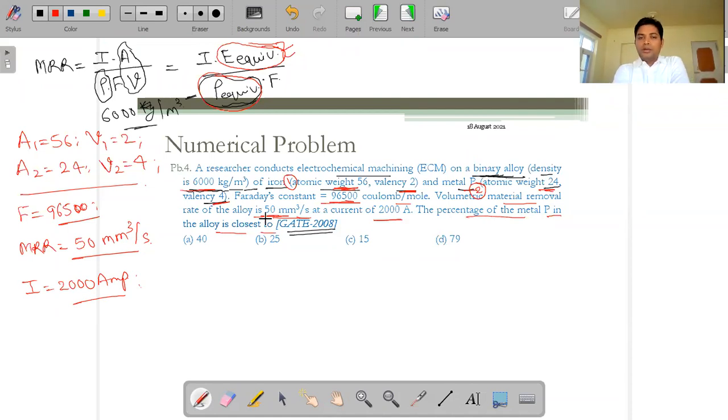Closest to means whatever value we get will be the approximate value, so we just have to find the closest value. How will we proceed? We know this formula for material removal rate. The material removal rate is given, I is given, F is given, density is given, but for the chemical equivalence we have to calculate this E equivalent value and put it here, then we will see what we have to calculate.